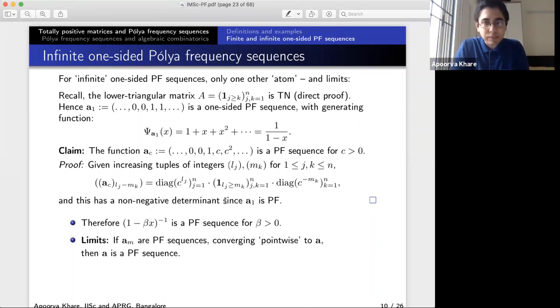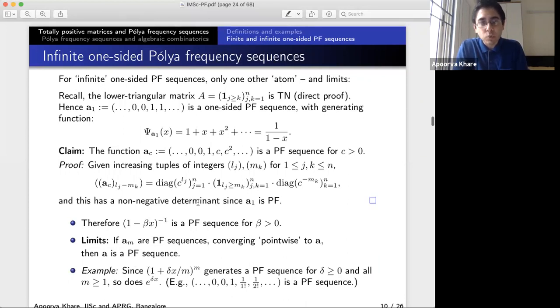So in the first place, let me look at one example of taking limits. I told you that these finite ones have gone on a slide before. But look at this one: 1 plus delta over m times x. Delta over m is positive. I take m copies of that. Well, this is still a polynomial with negative real roots, or real roots, in fact. Therefore, it generates a Polya frequency sequence for every m, and therefore so does e raised to delta x by taking limits. So that means, in other words, the generating function is a Polya frequency sequence. And I could even take e raised to delta x, so I could take delta raised to n over n factorial for the nth term. Okay, so that's another example.